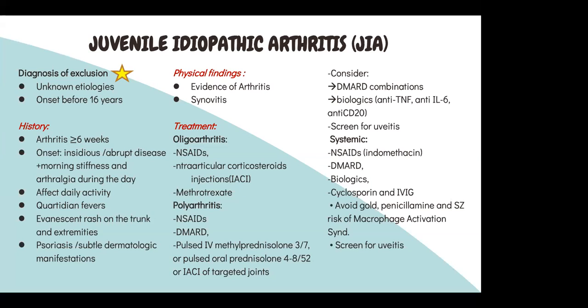Then treatment. You can refer to the PETS protocol at page 591, where there is an algorithm. It is divided into three based on the number of joints involved and systemic involvement, such as oligoarthritis, polyarthritis, and systemic. So in oligoarthritis, first line is NSAID. If I explain this, it's going to take a lot of time. So I think you might want to read it by yourself at page 591. Okay, next.